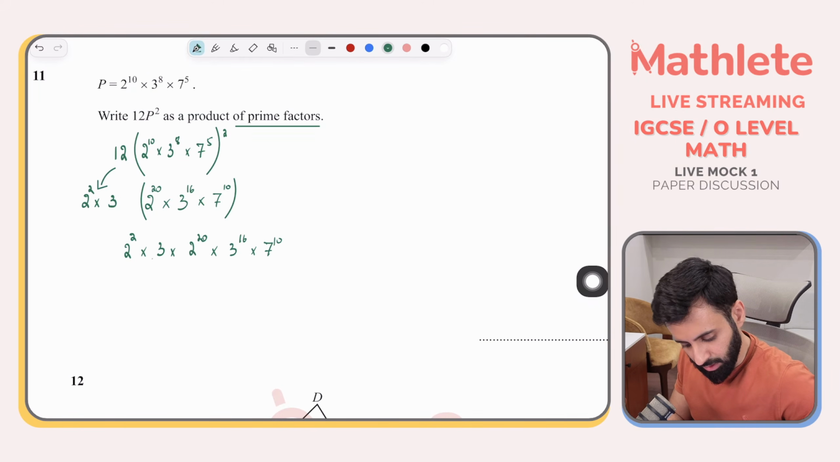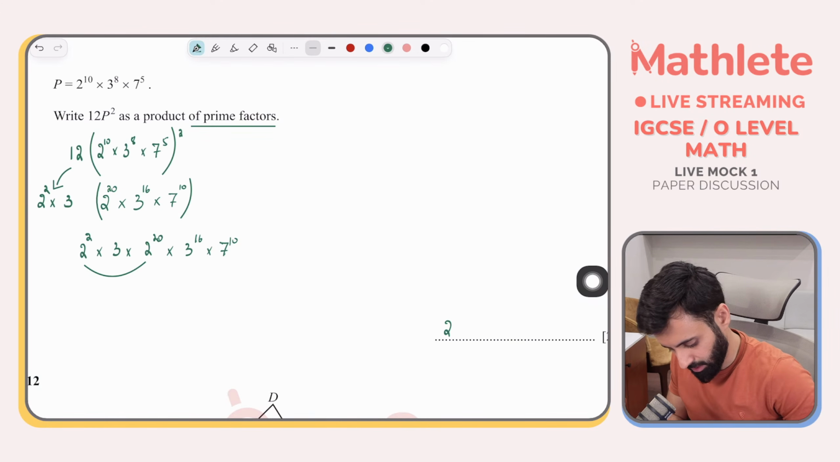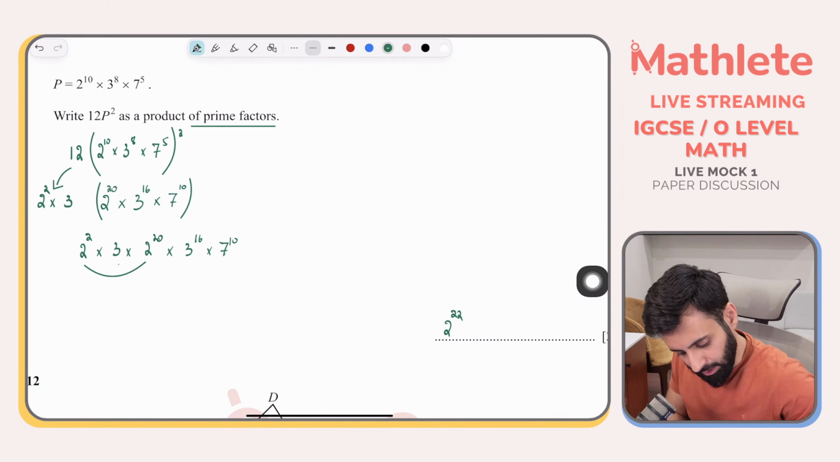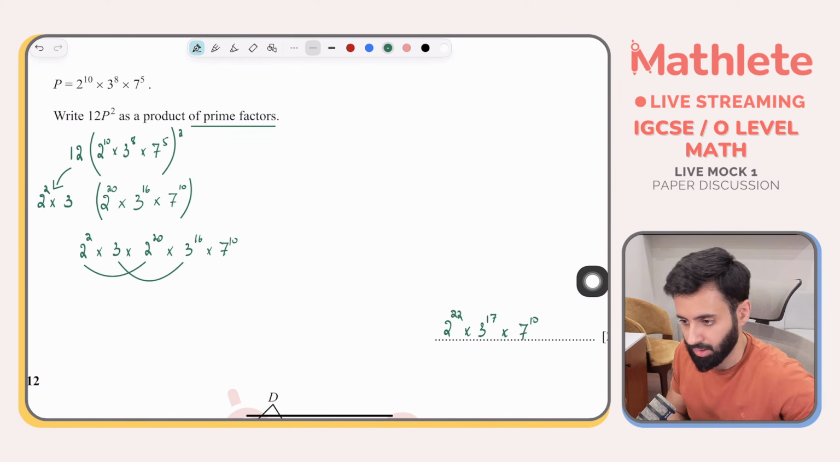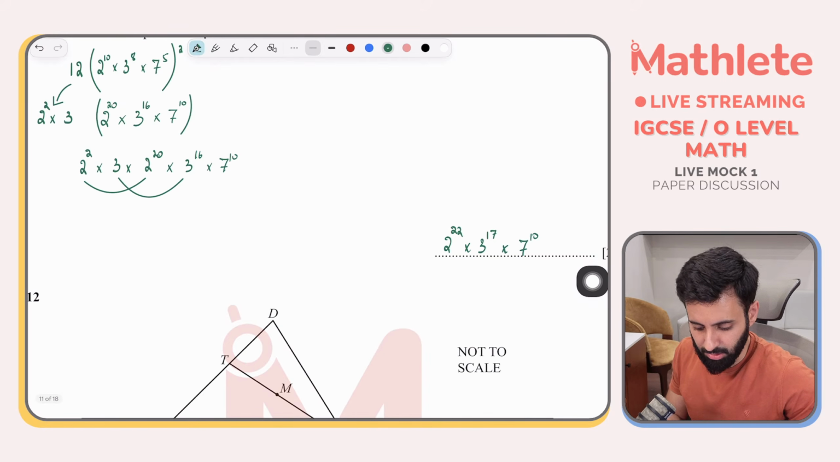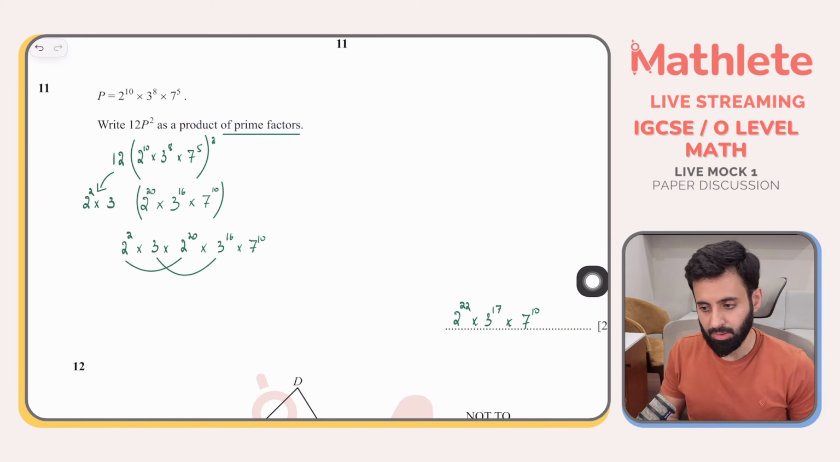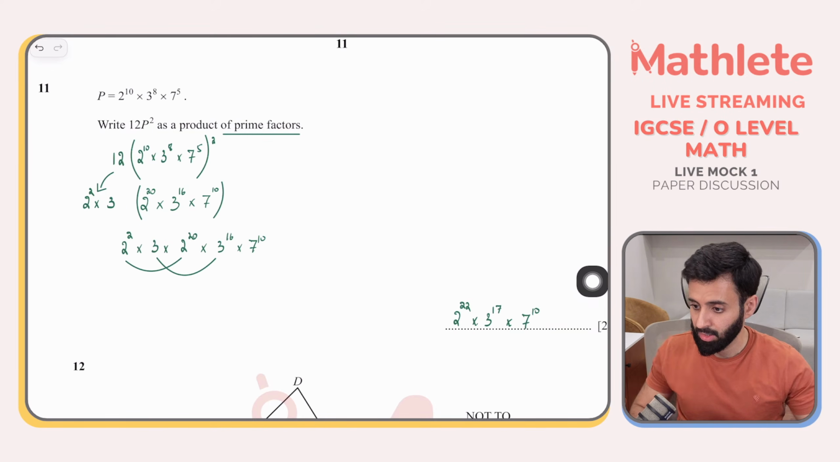Same bases are multiplied, powers are added, which means we have 2 to the power 22, not 2 to the power 23. I can see someone wrote 2 power 23, so it's 2 to the power 22. Then 3 into 3 power 16 becomes 3 raised to the power 17 and then 7 power 10. That's it. I squared all the values instead of multiplying them with 2. Nope, that's not going to work because you have to write them as a product of its prime factors. Okay? You haven't done anything wrong, Zoya, but it's not going to work because you have to write them as a product of its prime factors.